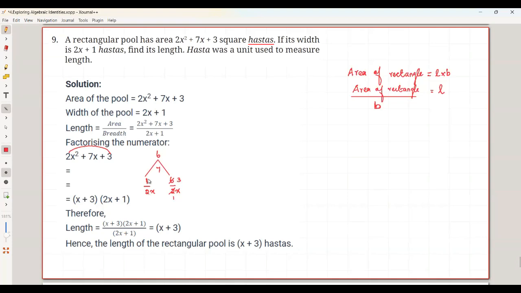x plus 3 and 2x plus 1 have been interchanged and written. However, if you want you can write: one factor is x plus 3, another factor is 2x plus 1. So instead of this we can just write the factors. We have factorized this: x plus 3, 2x plus 1. Here 2x plus 1 and 2x plus 1 cancel, so the balance is x plus 3. Therefore the length of the rectangular pool is x plus 3.